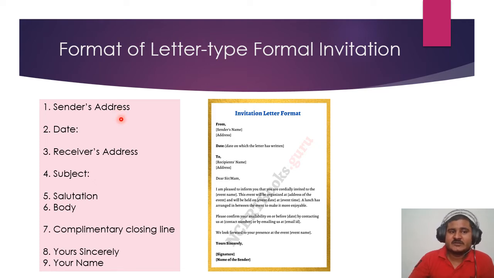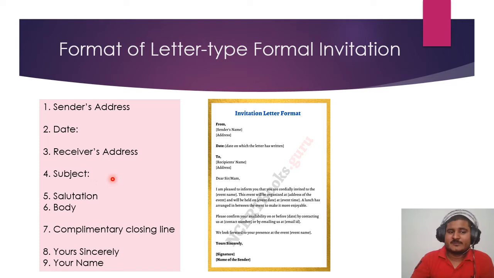Sender's address means the person who is sending the invitation letter. If you are writing the invitation, here you have to write your name and your address. Then you have to write the date on which you are sending the invitation, then the receiver's address, and then the subject.